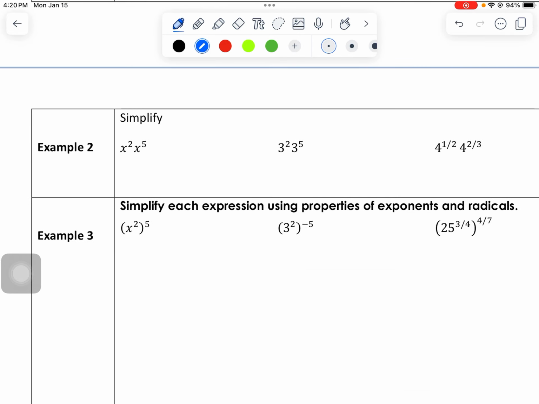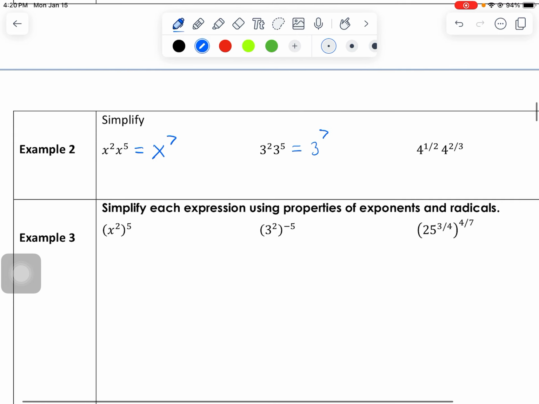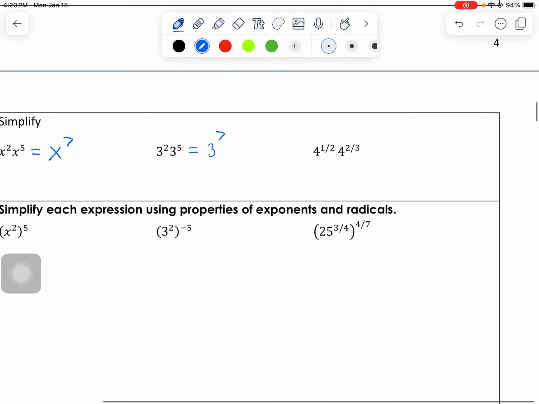All right, now we're just going to do some simplifying here. x squared times x to the fifth. We saw this earlier. You've seen it a lot of times. You just add the exponents. We get x to the seventh. Similarly here, we'd have 3 squared times 3 to the fifth, which is 3 to the seventh. We could type that in our calculator or do it by hand, but in this case, we're just trying to practice with the exponent rules, so 3 to the seventh is fine.